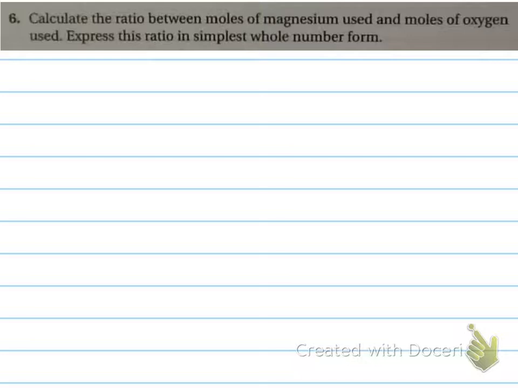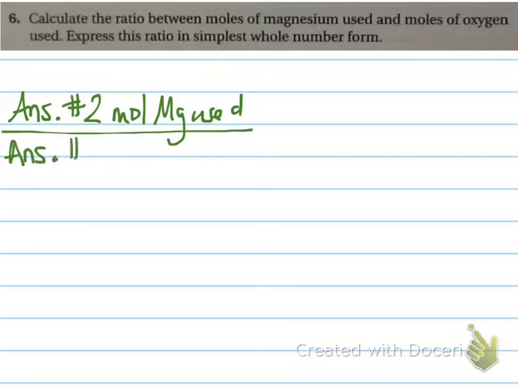Number 6, calculate the ratio between the moles of magnesium used and the moles of oxygen used. Express this ratio in the simplest whole number form. So what this is asking me to basically do is take my answer from number 2, my moles of magnesium used, to my answer as a ratio to my answer to number 5, my moles of oxygen used. Now, that sometimes is hard to do because sometimes those aren't nice whole numbers. So my suggestion for this is that oftentimes this won't give you a whole number.